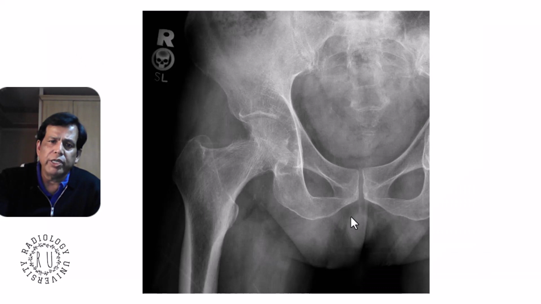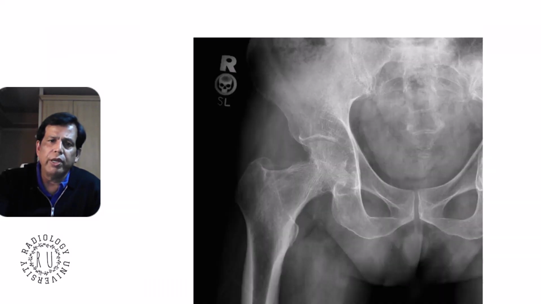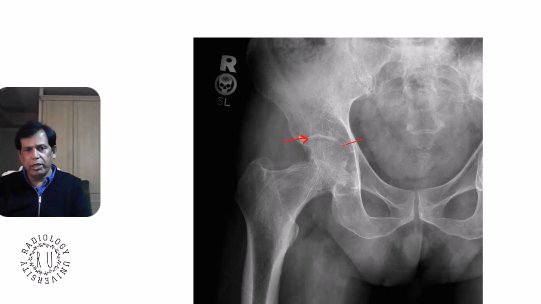So now we move to case 9, very painful sore groin. Okay, let's see what we see now. You can have a time to look at it and see what is happening. The joint space is lost. I can see the joint space is lost more medially.